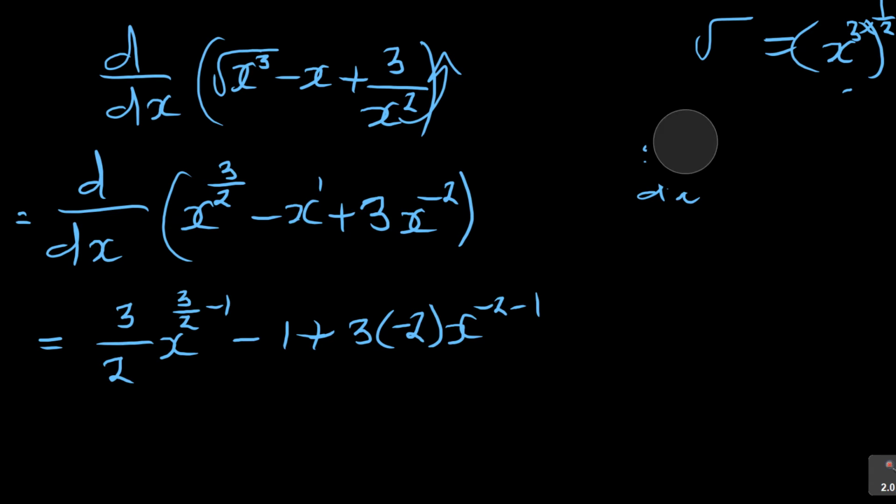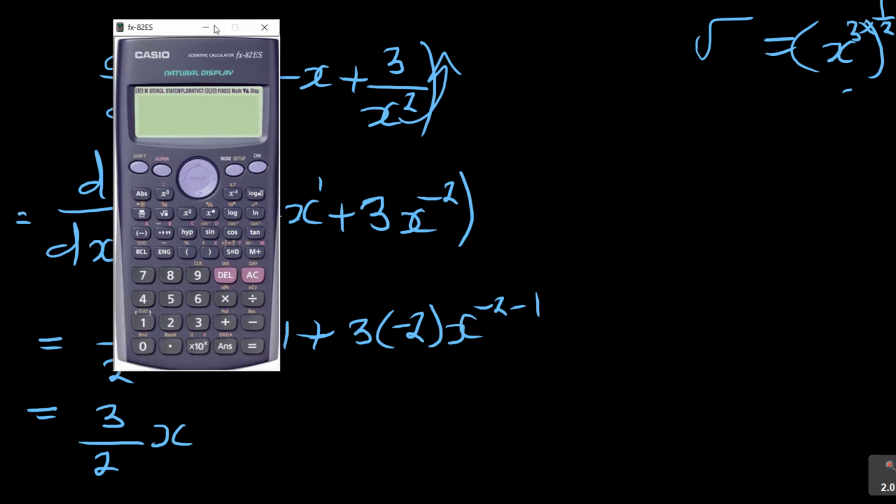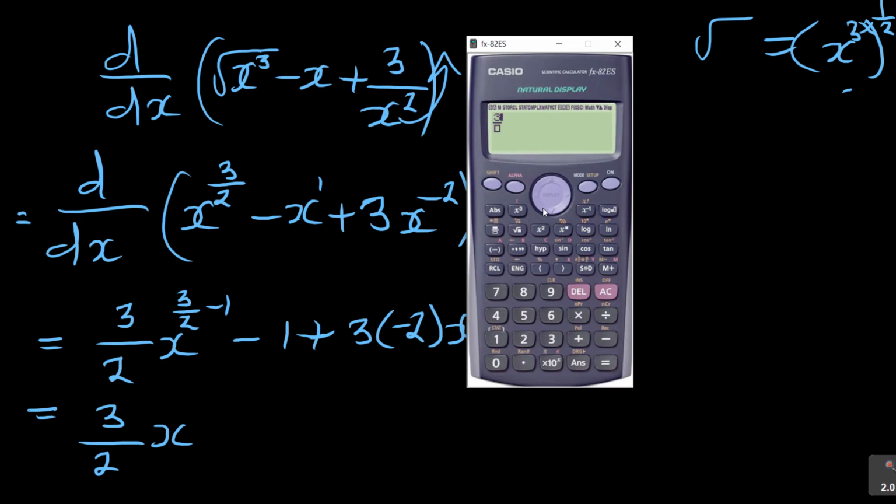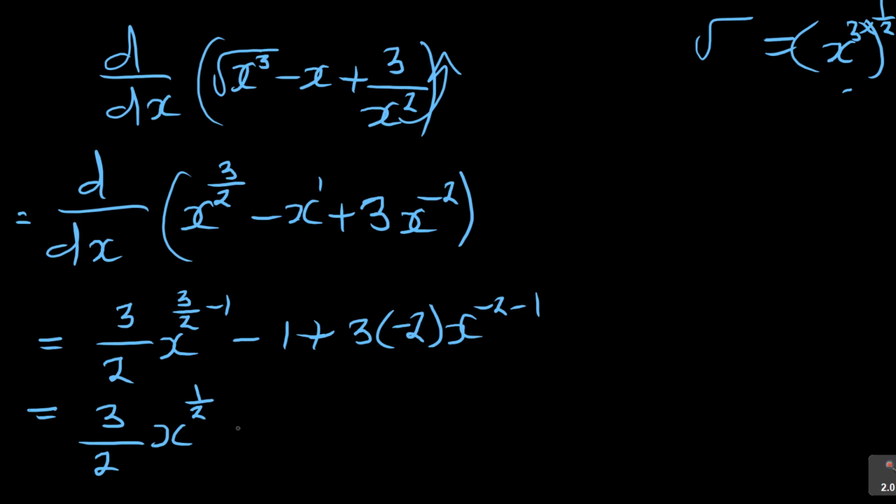Okay, so we move on here to say equal to what, 3 over 2 x. Now 3 over 2 minus 1, I think it's 1 over 3 there. Okay, 3 over 2 minus 1, I think it's 1 over 3. Okay, it's 1 over 2 actually. 3 over 2 minus 1 is 1 over 2. Okay, this is 1 over 2, and then minus 1 minus 3 times 2 is 6. X to the power negative 2 minus 1 is negative 3.